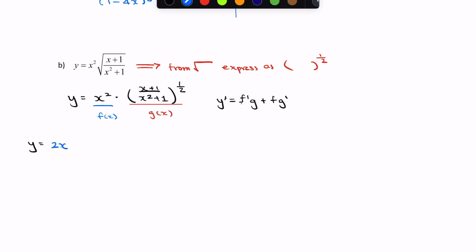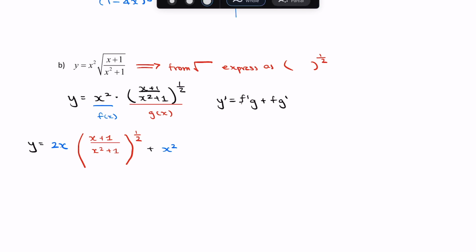And then we want to find the derivative of, or just, no, sorry, just the value of g. So we'll rewrite that. g of x is just (x plus 1) over (x squared plus 1) to the power of 1 over 2, and then plus f, which is just x squared. And now we finally have to find g prime of x.